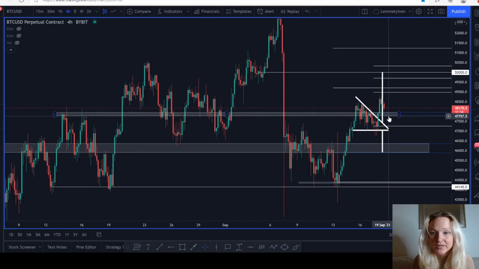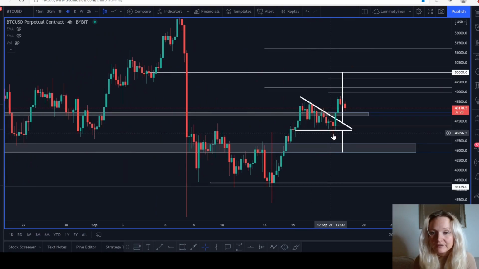So if it comes back down here, we can see that it is actually retesting the previous high that we did have a couple of weeks ago. So it does make sense if it comes back down there.